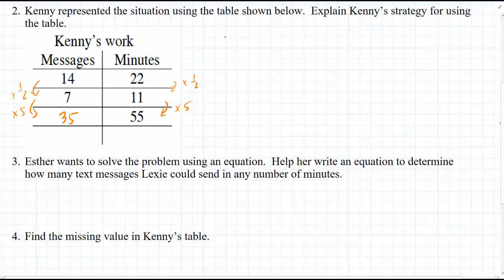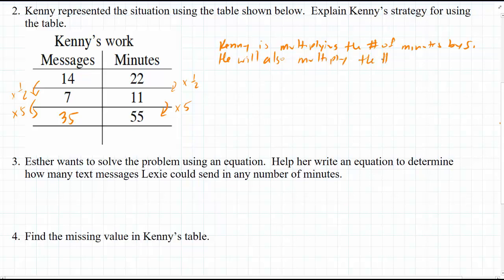So it looks like Kenny is multiplying the number of minutes by 5. He will also multiply the number of messages sent by 5.